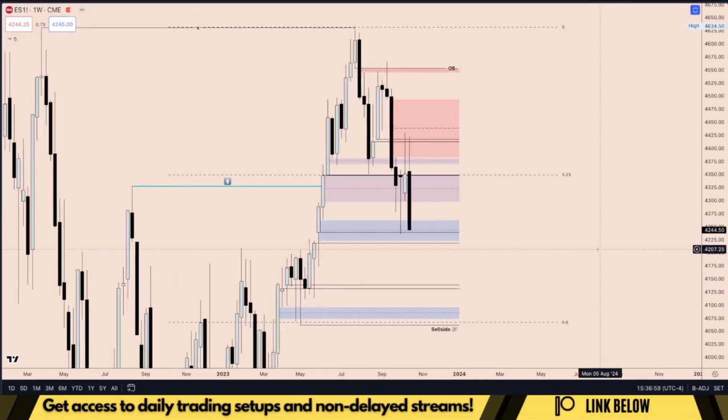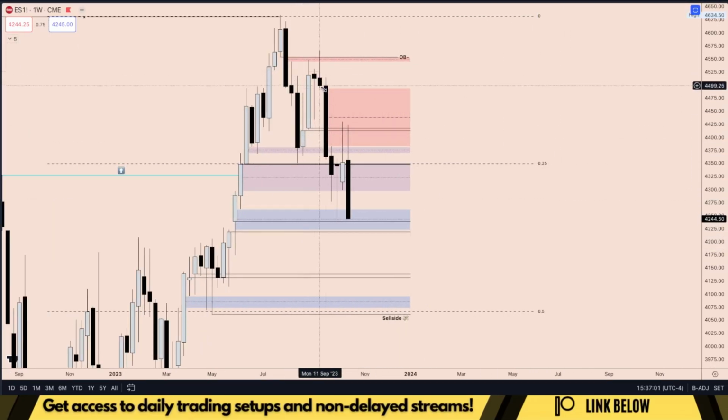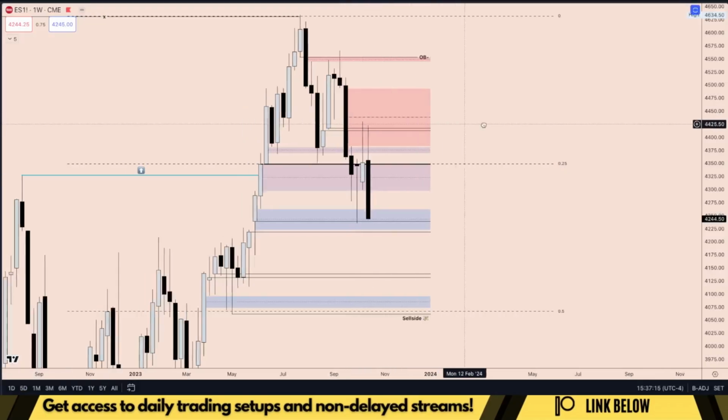And on the weekly time frame, we made a lower low. We left behind an inefficiency right here on the weekly time frame. NQ filled it entirely. So NQ has filled in this entire weekly bearish fair value gap. Yes, it did not, it never even hit the 50% level.